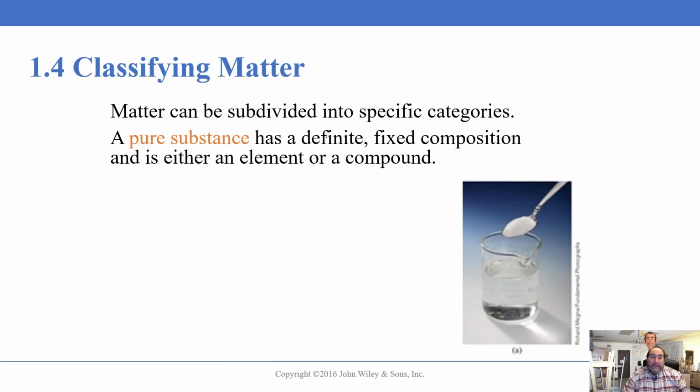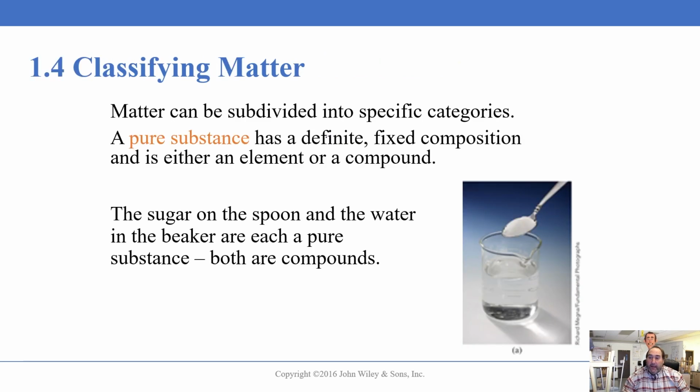Let's talk a little bit about ways to classify matter. Matter can be subdivided into several categories. We can have a pure substance, and a pure substance has a definite fixed composition. It could be either an element or a compound.